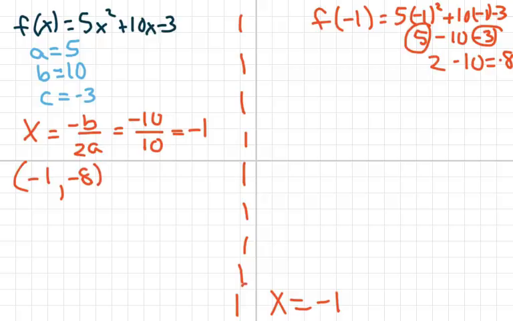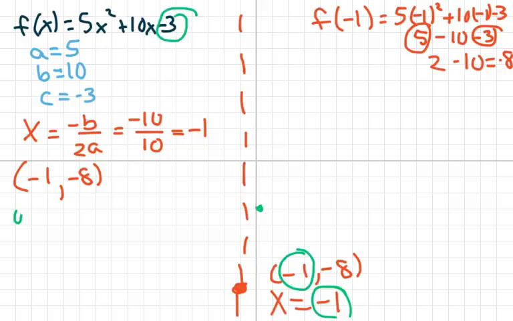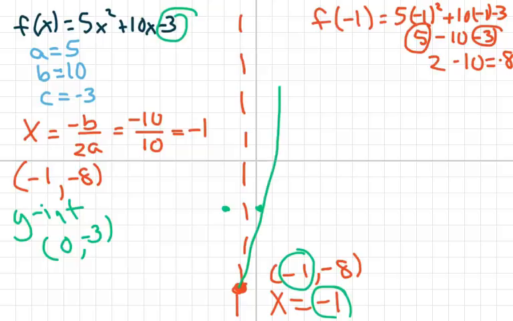So it's right here. Negative 1, comma, negative 8. Remember, your axis of symmetry should always match. These numbers should match. My y-intercept is negative 3, because I'm just taking that. So the y-intercept is 0, comma, negative 3. And then I'm just going to make it symmetric here. This is very narrow.